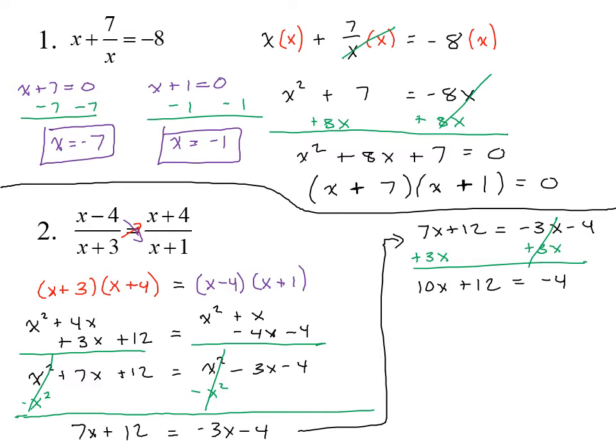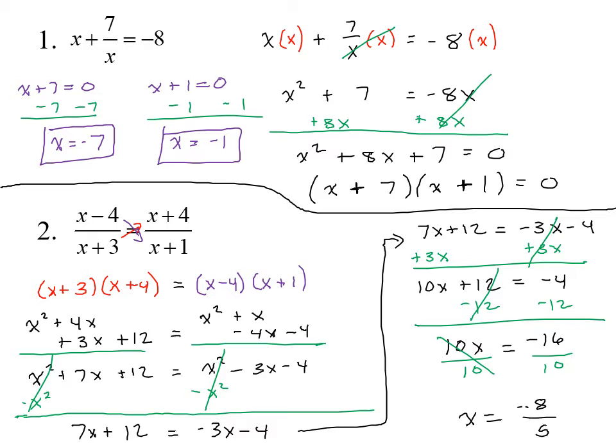I would subtract the 12 to the other side and get 10x equals negative 12 and 4 make negative 16. And divide by 10 on both sides to get the x by itself. And so I end up with x equals negative 16 divided by 10. It doesn't simplify completely, but you can divide 2 into each one and get negative 8 over 5.